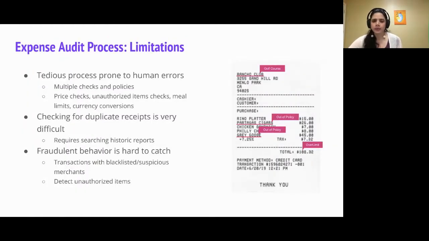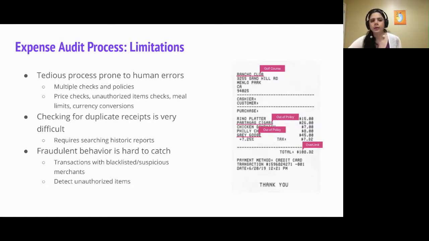As we see, this process is very cumbersome, and it's prone to a lot of human errors, because the auditor has to do so many multiple checks. And sometimes the job gets even tougher when there is international travel, when there are different currencies involved, so currency conversions have to be done, etc. So it can hit a lot of limitations. This current process can have a lot of limitations.